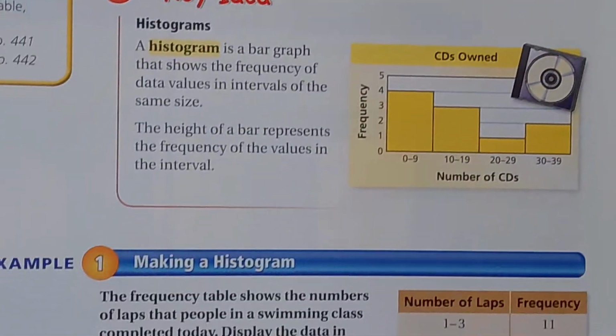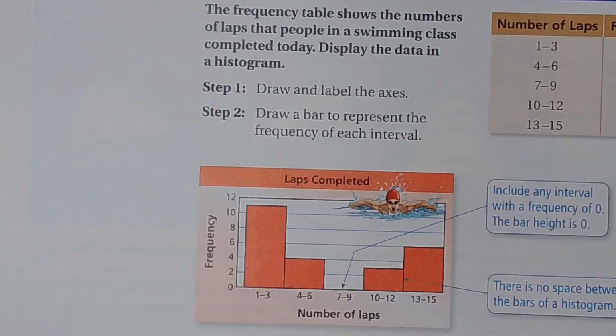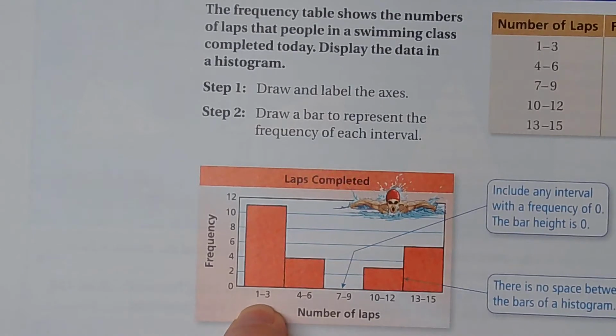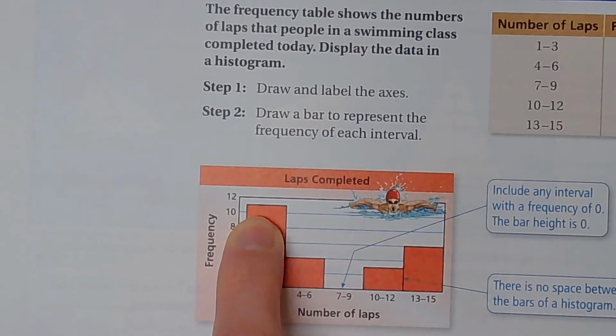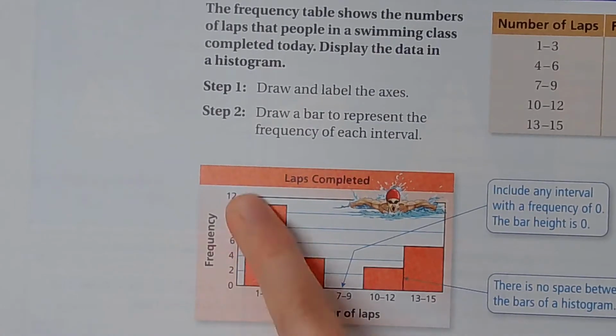So let's look at another example. All right, so this looks like it is number of laps completed in the swimming pool. So it looks like 11 people, because it's in between 10 and 12, 11 people did 1 to 3 laps. Okay, so my frequency is 11, my interval is 1 to 3. So for example, the reason that you might need to know the word interval is that the question might be, which interval has the highest frequency? Okay, so you would need to know that the answer is 1 to 3, because that's the bar that goes the highest, okay?